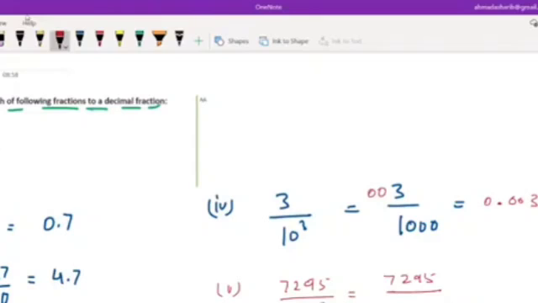Now, how are you going to convert it into the decimal number? Can anyone write the answer in the comment section? Can anyone write the answer? Beta, since there are 5 zeros in the denominator, so decimal should be after 5 digits. Jatin, decimal should be after 5 digit.